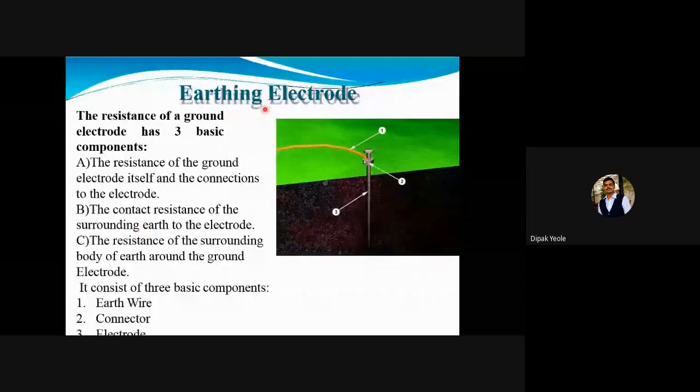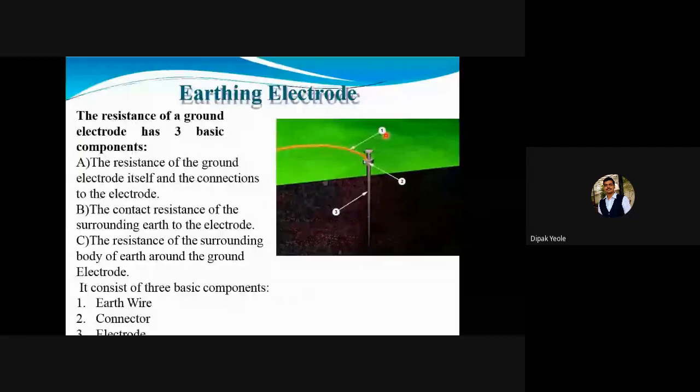Perhaps you have seen such a pipe or such a rod near your house or in your society, and a conductor. So what the one indicates is the earth wire. The two indicates the connector. So this connector we have to use, and the three indicates the electrode. No doubt this electrode is buried inside the earth.